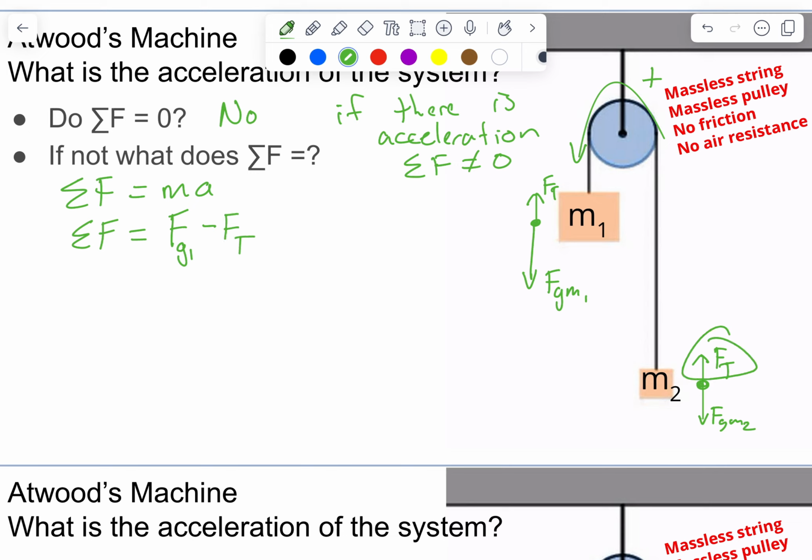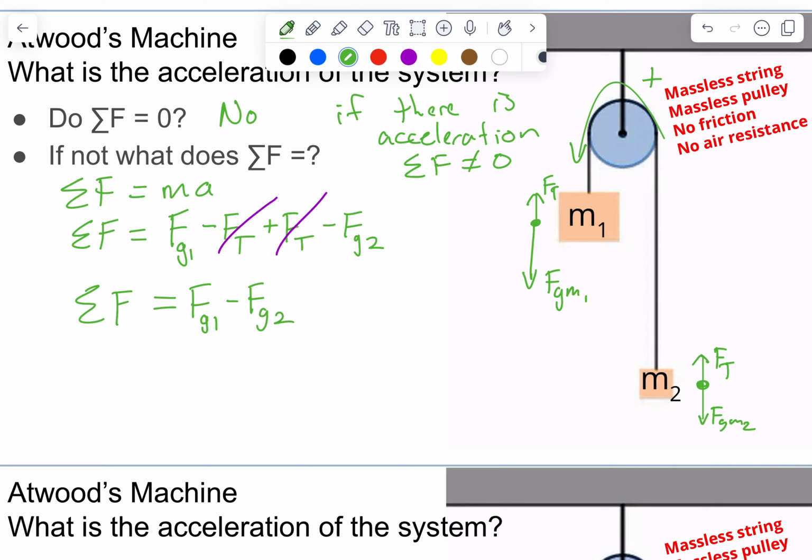This force of tension here is going to be positive. And this Fg2 is going to be negative. I'm just going to call it Fg2. Now we can see what happens here. Oh my goodness, Ft minus Ft plus an Ft, gonzo, get out of there. So now we are left with the sum of all forces is equal to Fg1 minus Fg2.